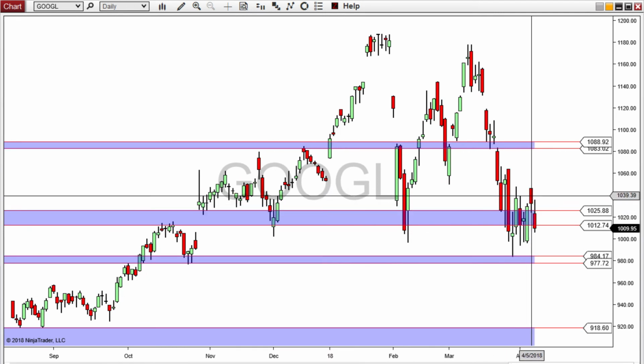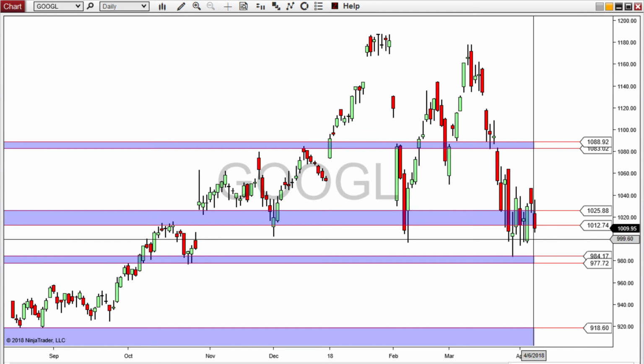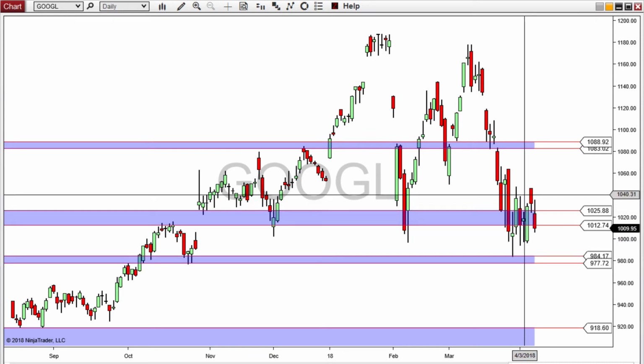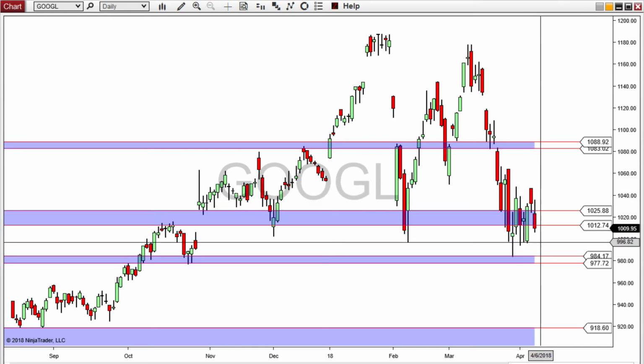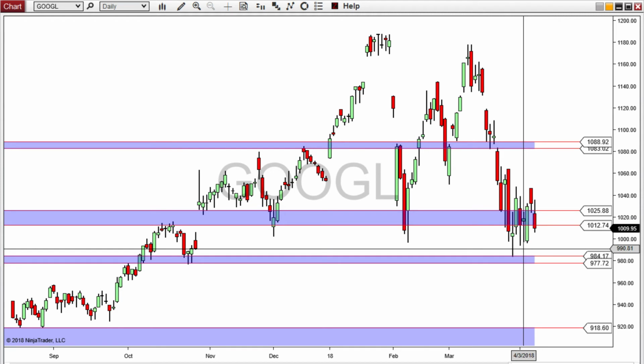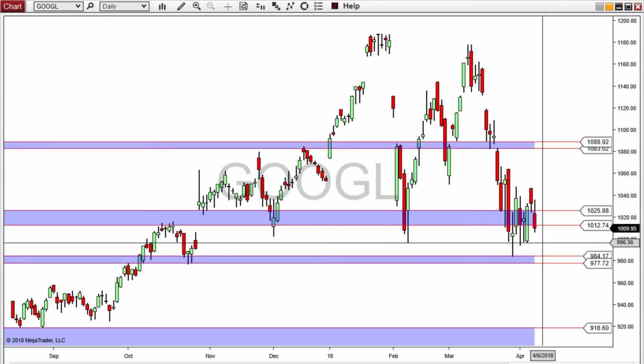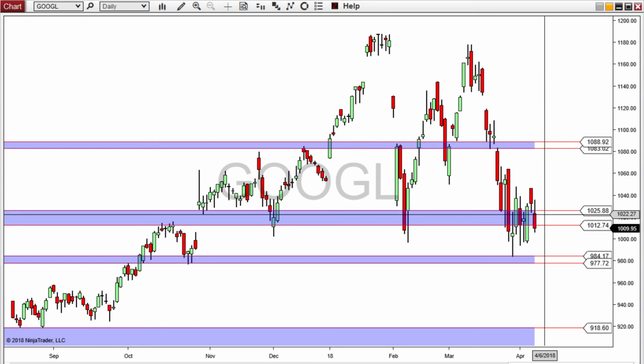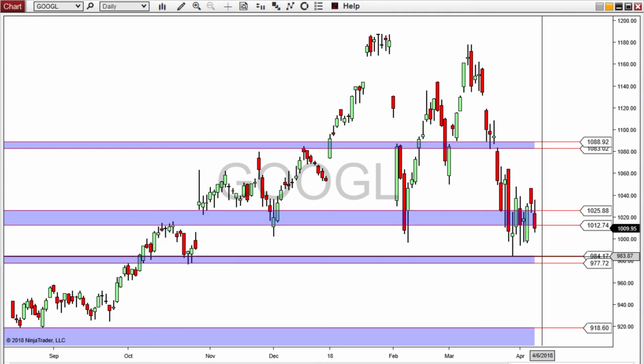Again, this seems pretty common over the last few days from last week, that a lot of these stocks are forming a sort of evening star type of pattern.